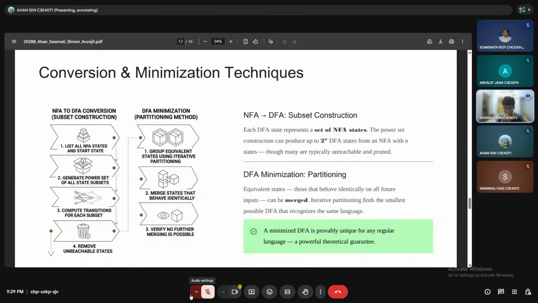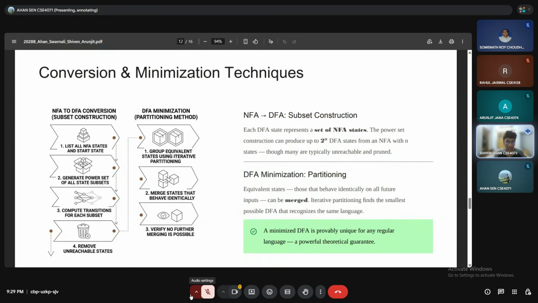Important point to be noted here is if an NFA has n states, the DFA may have up to 2 power n states. Many states may be unreachable, so we remove the useless states. Part 2 of this is DFA minimization. Our goal is to reduce the number of states without changing the language. We group equivalent states with equivalent behaviors. Every regular language has one unique minimum DFA.